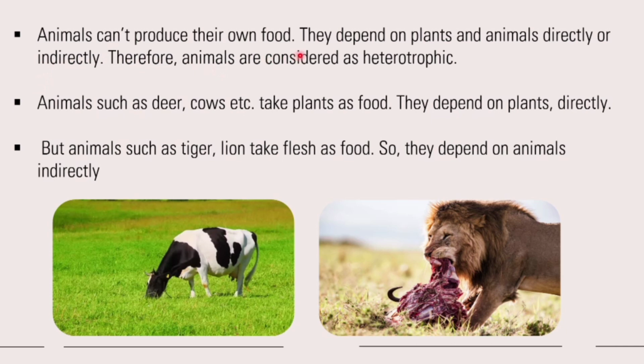Animals can't produce their own food. They depend on plants and animals directly or indirectly. Therefore, animals are considered as heterotrophic. Animals such as deer, cows, giraffes, and the herbivorous animals take plants as food. They depend on plants directly. But the animals such as tiger, lion take flesh as food, so they depend on animals indirectly. Now you can see a cow eating grass and a lion eating flesh.